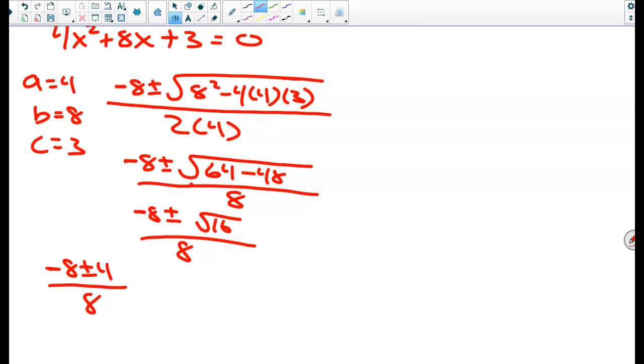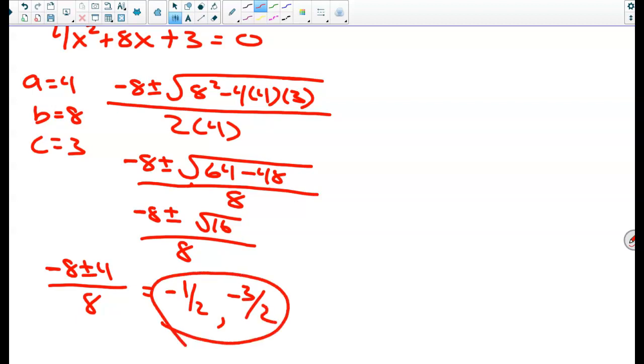Right? Negative 8 plus 4 is negative 4. Negative 4 over 8, negative 1/2. Or negative 8 minus 4, that's negative 12, divided by 8 is negative 3/2. These are your two answers. If you can simplify, simplify. And quite honestly, that's really one where you could have factored it.